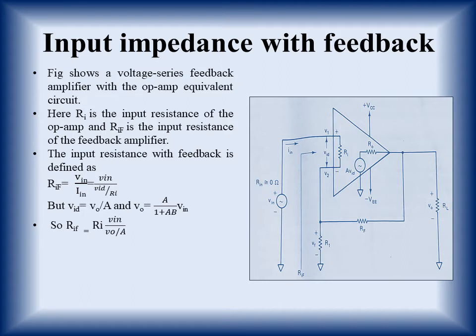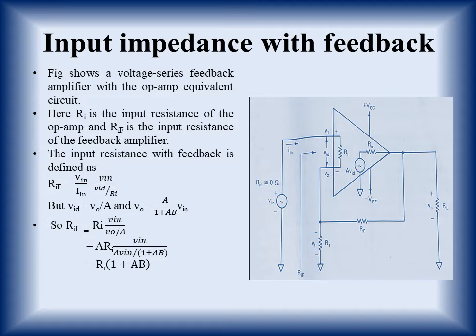First of all, we will put the value of VID. So when VID is placed, the equation somewhat becomes RIF is equals to RI, again RI jumps to the numerator position, VIN upon VO upon A. Putting value of VO, we finally get this equation. Now the terms that can be cancelled out will cancel out, and we'll finally obtain RIF is equals to RI bracket 1 plus AB. So what does this equation show?